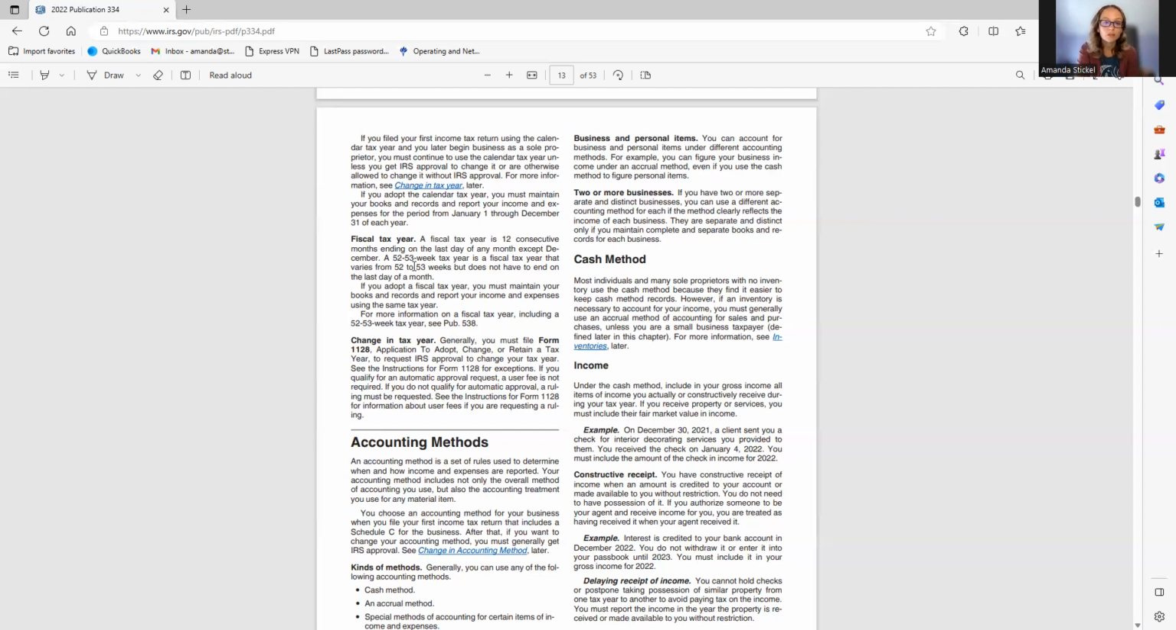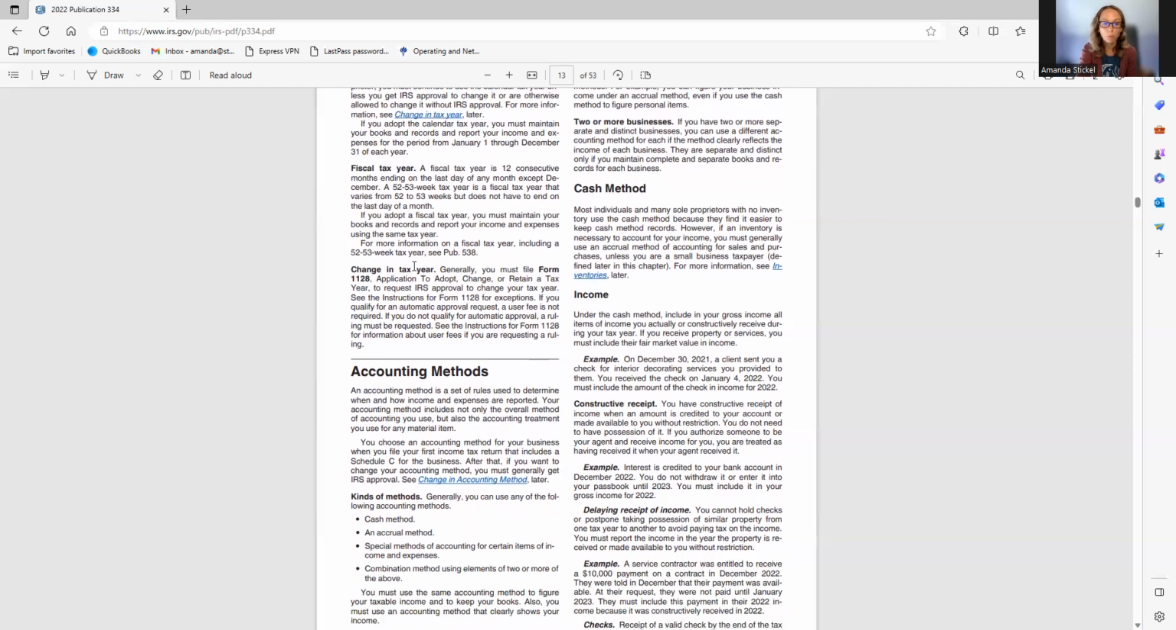Change in tax year. Generally, you must file Form 1128, application to adopt, change, or retain a tax year, to request IRS approval to change your tax year. See the instructions for Form 1128 for exceptions. If you qualify for an automatic approval request, a user fee is not required. If you do not qualify for automatic approval, a ruling must be requested. See the instructions for Form 1128 for more information about user fees if you're requesting a ruling.